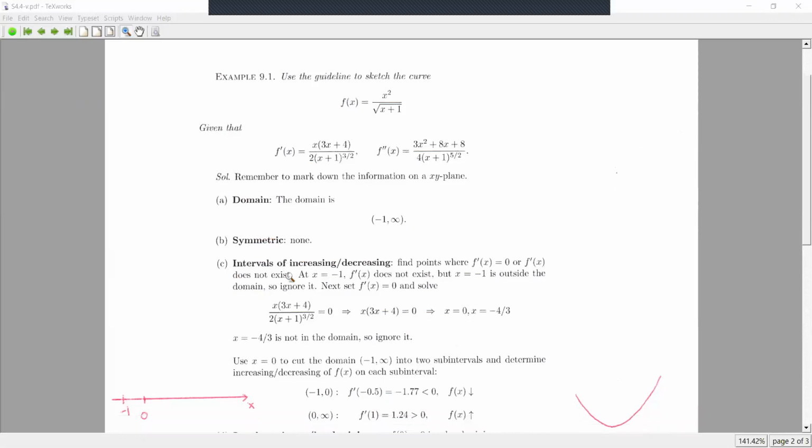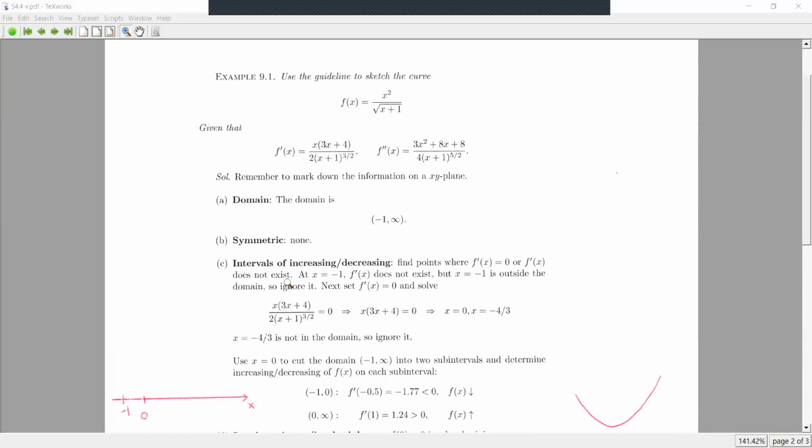Now step 3. Determine intervals of increasing, decreasing. We just learned this topic in the last section, 4.3. To find intervals of increasing, decreasing, I suggest finding points where the derivative is 0 or doesn't exist. Why? Because I want to use these points to cut the domain into subintervals.